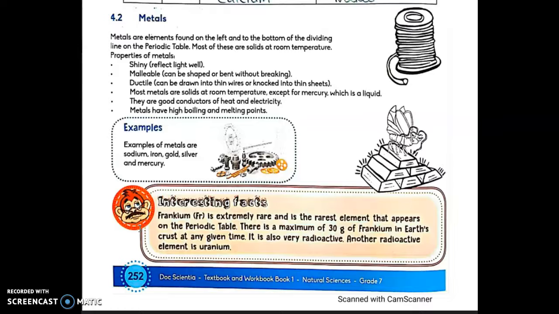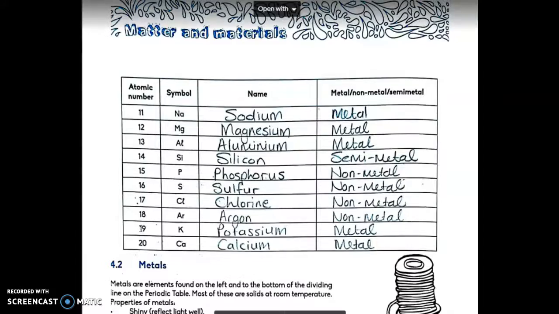Francium, or Fr, is an element that is extremely rare and is the rarest element that appears on the periodic table. There is a maximum of 30 grams of francium in Earth's crust at any given time, and it is also very radioactive. Another radioactive element is uranium. Okay, that's it.